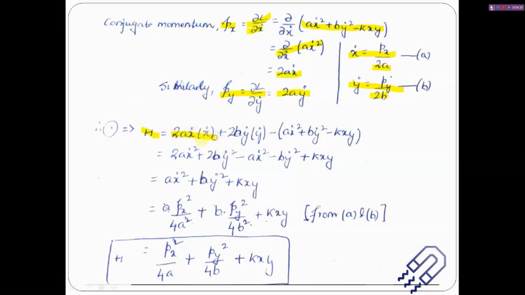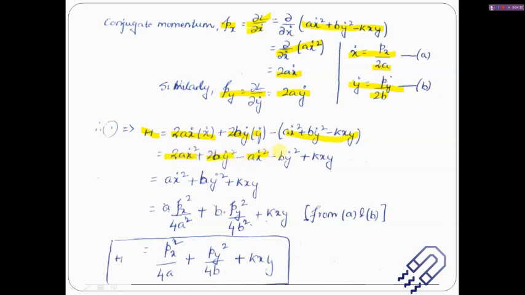Px is nothing but 2a x dot, plus py is nothing but 2b y dot, and then we have the y dot here, and then the Lagrangian. So if you just replace it, what I suggest is you practice it before the exam. If it comes, you can straight away score some easy marks. So we have x dot equal to x dot square, so it is 2a x dot square and 2b y dot square. And then we take the values here.